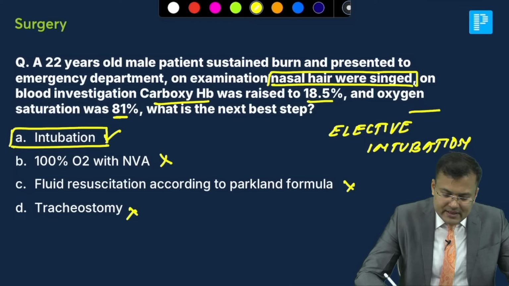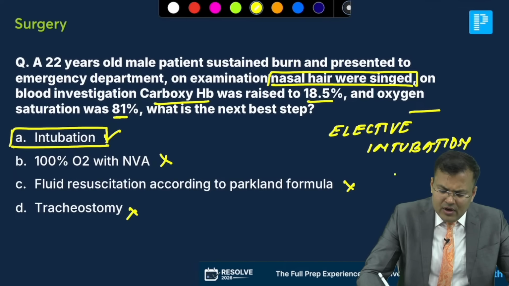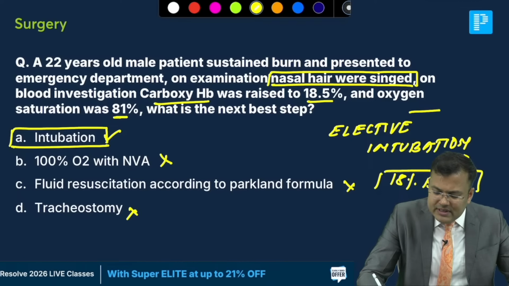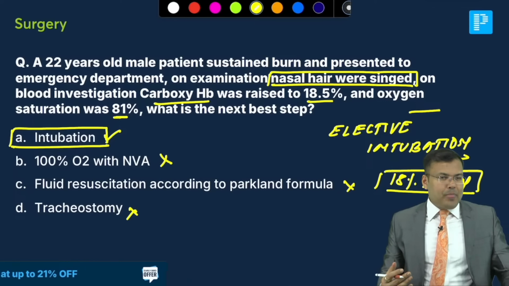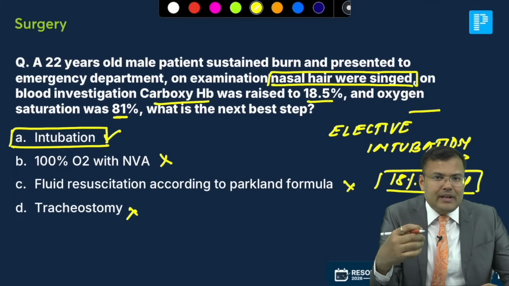Burnt body surface area was 18%, 18.5. Okay, the patient was having 18% burn, it doesn't matter. Most important is whether the patient is having inhalational burns or not. So the correct answer is option A.